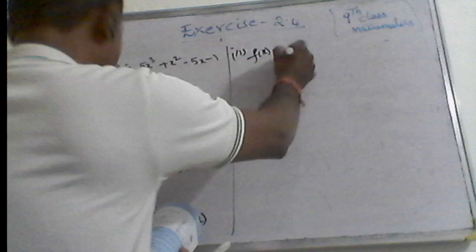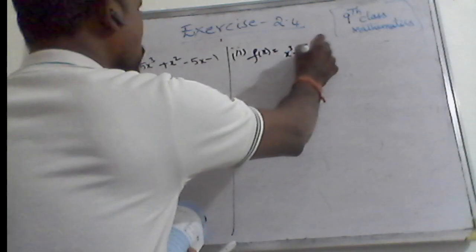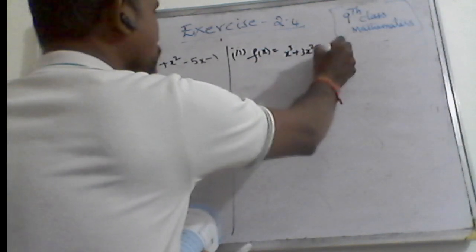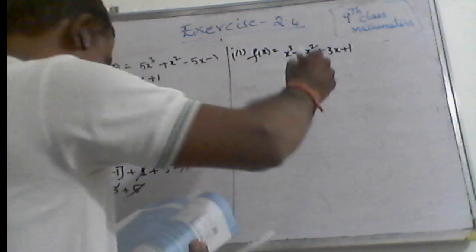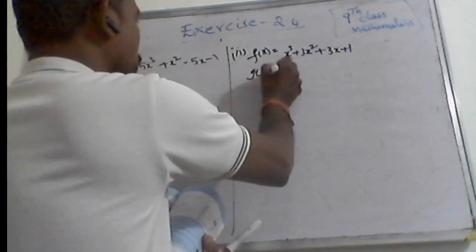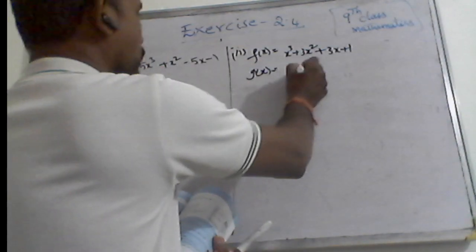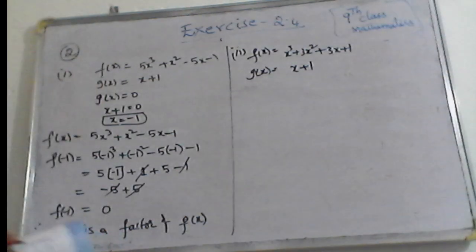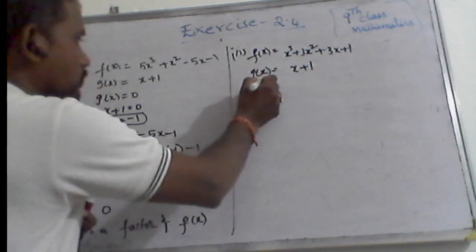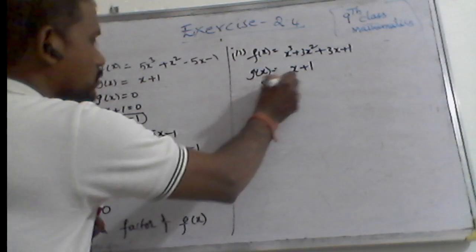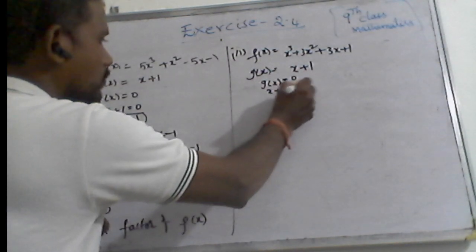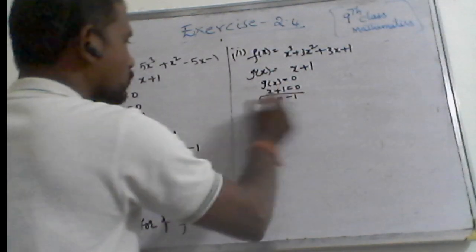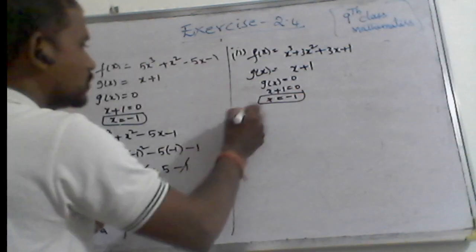f of x equal to x cube plus 3x square plus 3x plus 1. G of x equal to x plus 1. So g of x equal to 0, so x plus 1 equal to 0, x equal to minus 1.